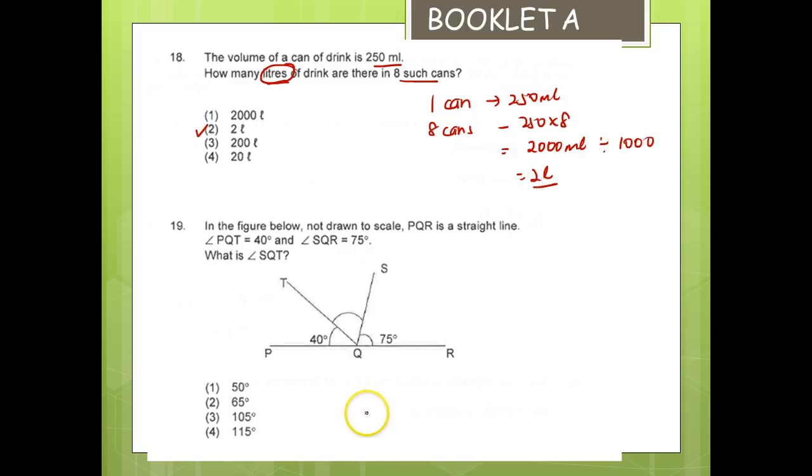Option number 2. In the figure below, not drawn to scale, PQR is a straight line. So I know this whole angle is 180 degree. Find this angle. I take 180 minus 40 minus 75. My answer will be 65 degree, which is option number 2.